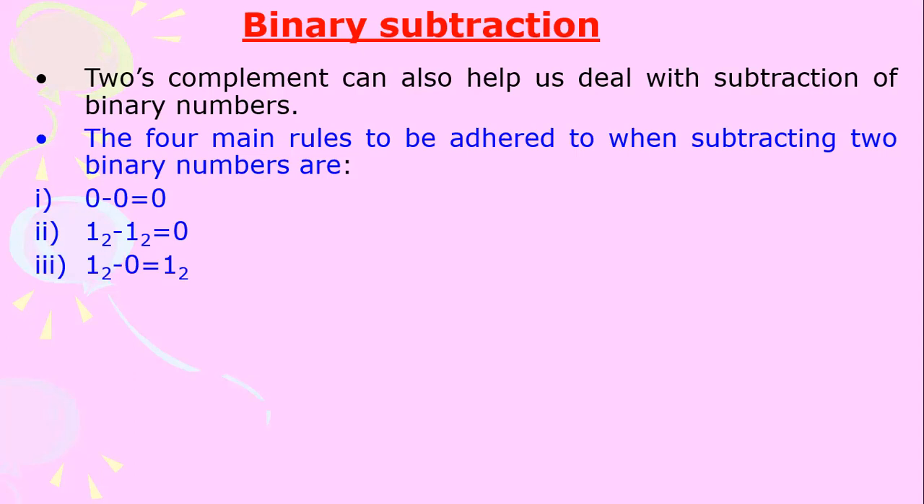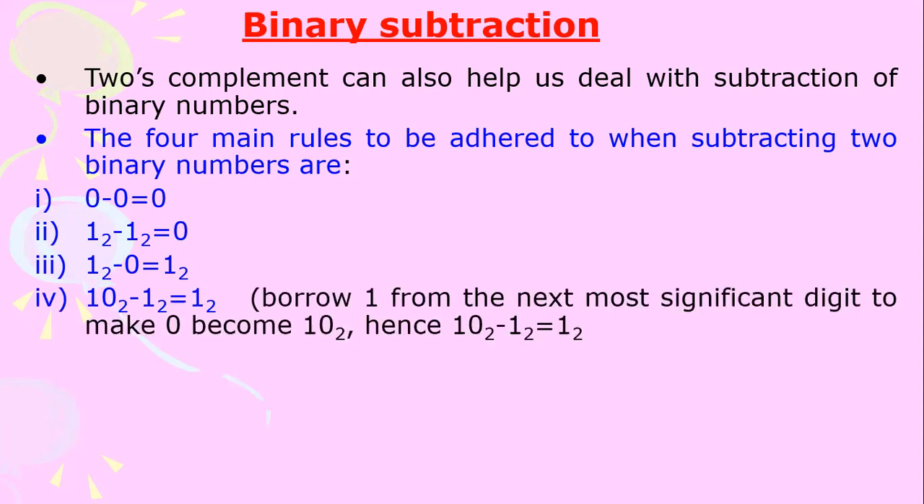Rule number 3, 1 minus 0 gives us 1. Number 4, 0 carry 1 minus 1 gives us 1. Simply, you read it as follows. Borrow 1 from the next most significant digit.